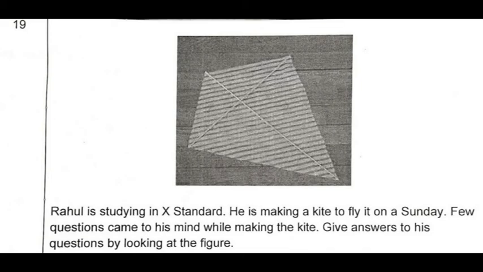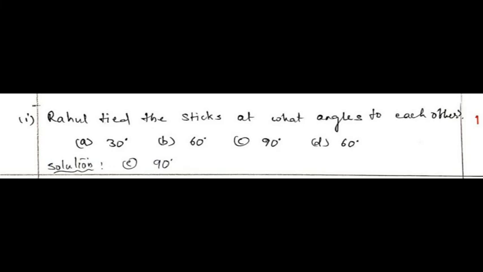Question number 19. Rahul is studying in 10th standard. He is making a kite to fly it on a Sunday. Few questions came to his mind while making the kite. Give answers to his questions by looking at the figure. To find the angle in which the sticks are tied, that is 90 degree, because we know that in a kite the diagonals are at 90 degree to each other.